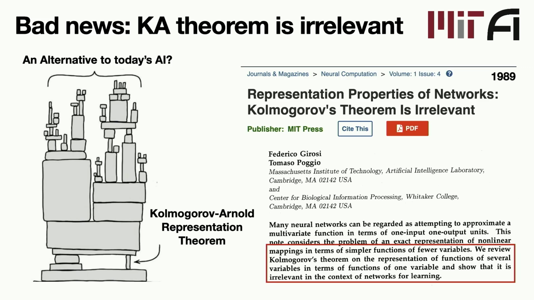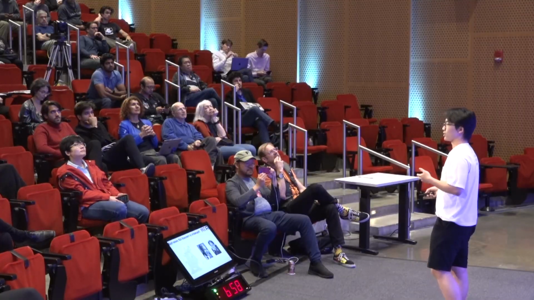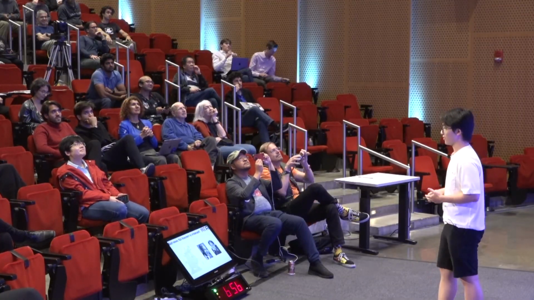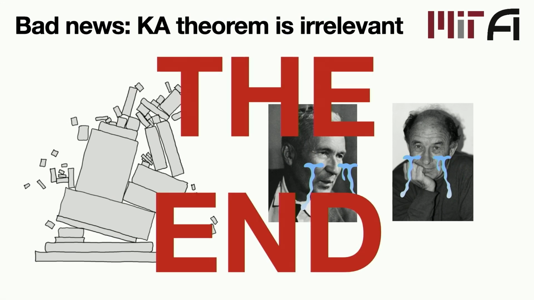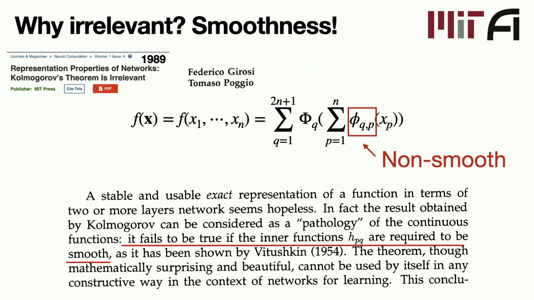Immediately, here's a plot twist. Back in 1989, Professor Poggio and collaborators wrote in a paper: we review Kolmogorov's theorem and show that it is irrelevant in the context of networks learning. So that basically sentenced the theorem to death. For years, in the context of machine learning, that's like the final nail in the coffin, end of the story, and that's the end of my talk. Thank you very much. So I'm just kidding.